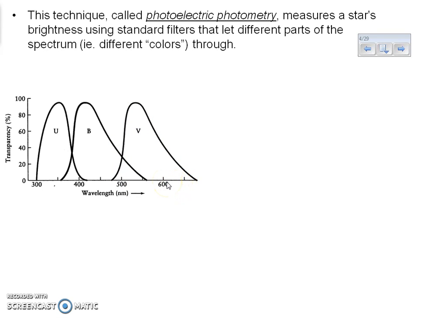And then there would actually be another one here called the R filter. Well, I feel like I have trouble with R today. The R filter would be here. That would be the red filter. And there's even an infrared filter out here called the I filter.